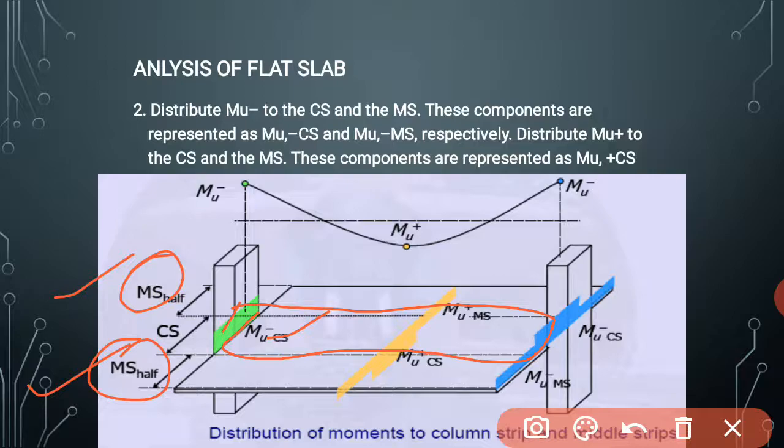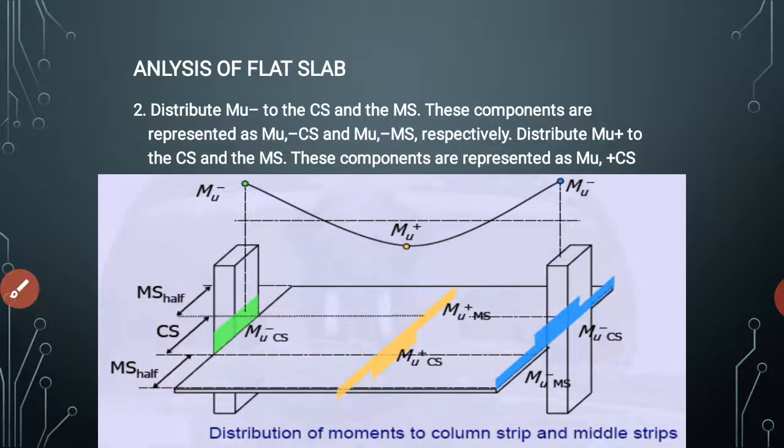And what about the movement in columns? The movement in column is determined as per IS clause 31.4.5.1. So we'll see what the criteria for that is. Okay, is this understood?